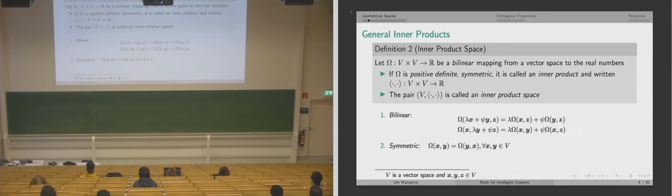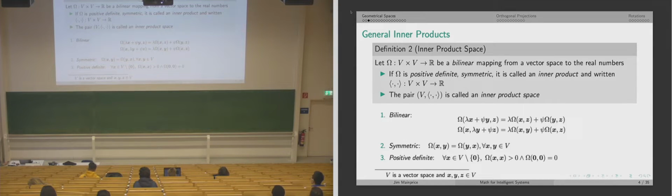Symmetric, we see this all the time. So symmetric simply means that the mapping applied to x and y is equal to the mapping applied to y and x. So there's symmetry in the input. And positive definite, it's a very important concept.